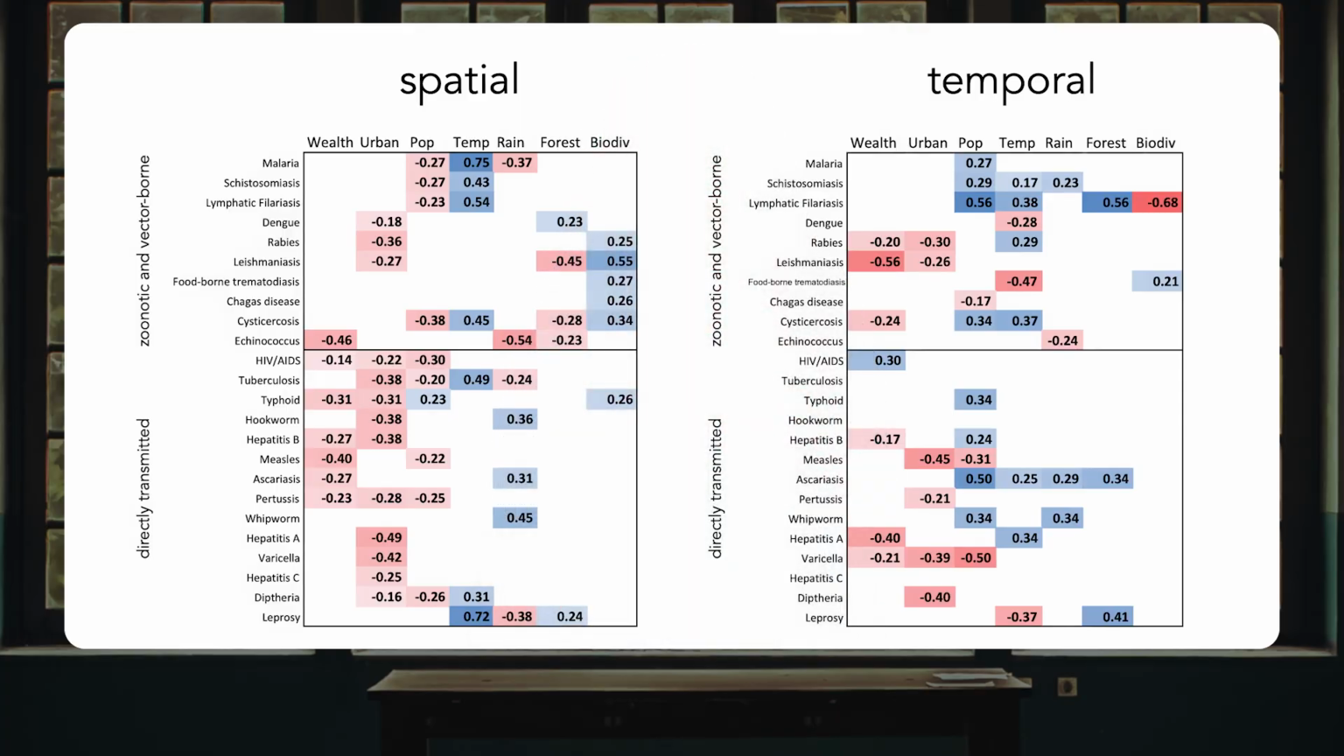We also tend to see that forestation isn't all that important for a lot of these diseases, but where it is important, forestation tends to be positively associated with disease burden. Biodiversity is pretty unimportant. Only 2 diseases responded to biodiversity, one negatively and one positively, so one consistent with the dilution effect and one not.